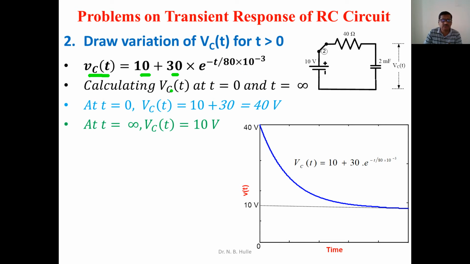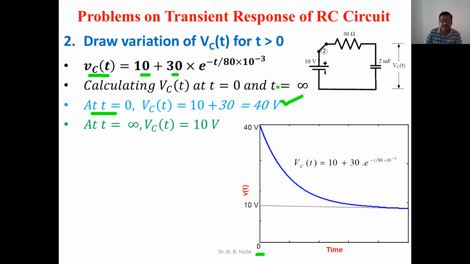Now here we will calculate Vc of t at t equal to 0 as well as at t equal to infinity. If we are finding at t equal to 0, this t will be 0, means e raised to the power of 0 is 1. 1 into 30 will be 30. 30 plus this 10 will be 40. That is, the voltage across the capacitor at this instant, t equal to 0, is 40 volt.